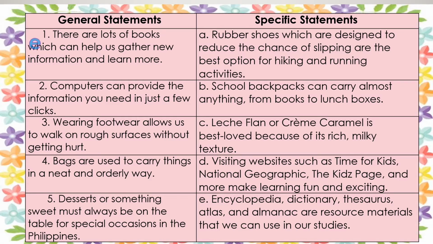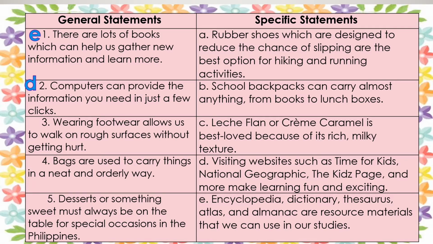Correct! It's letter E. Encyclopedia, dictionary, thesaurus, atlas, and almanac are resource materials that we can use in our studies. How about number 2? Computers can provide the information you need in just a few clicks. What's the answer? Correct! It's letter D. Visiting websites such as Time for Kids, National Geographic, the Kids page, and more make learning fun and exciting.